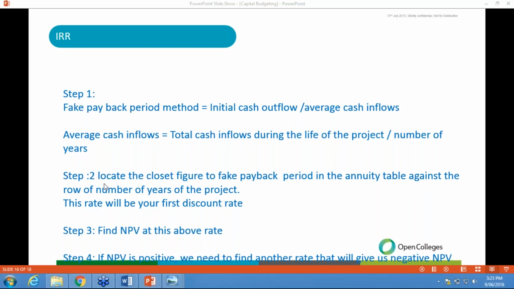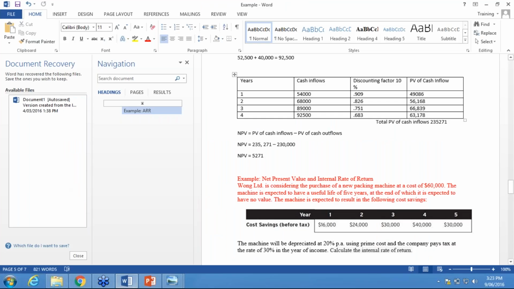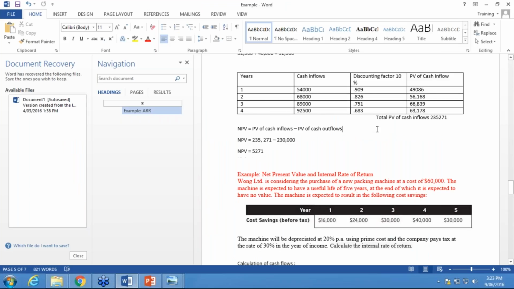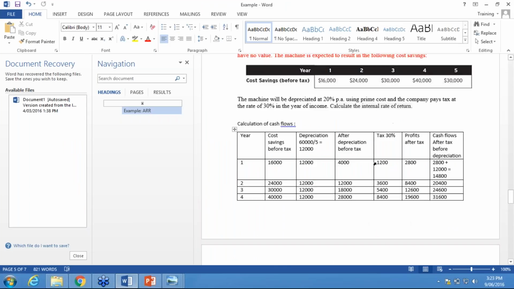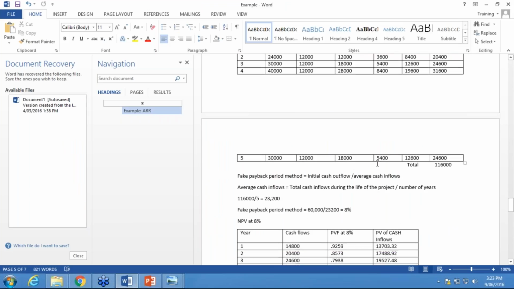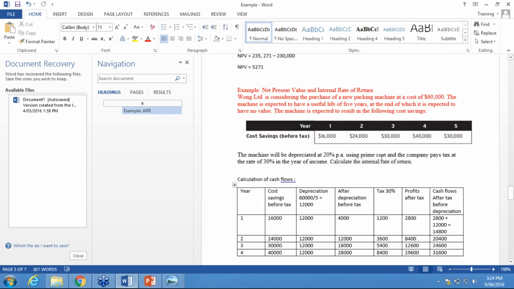Step number 2, I need to locate this figure in the annuity table against the row of number of years. This will be my first discount rate. I will show you an example first, otherwise you won't understand. Okay, let's have a look at this example now.